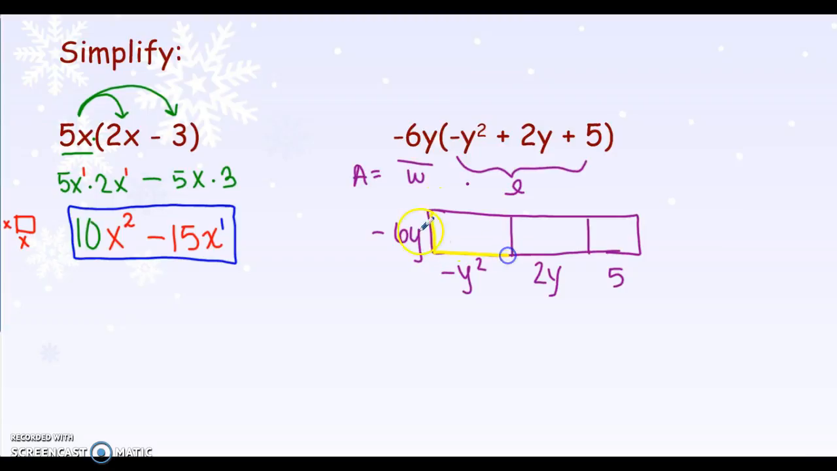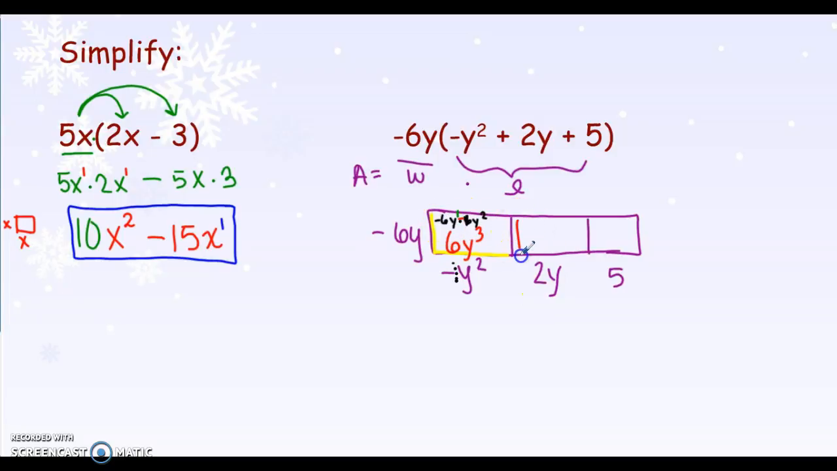Length times width, so a negative 6y times a negative y squared. Well, if I have 2 negatives being multiplied together, that's a positive. This one has an imaginary 1 in front of it, and this exponent on the y has an imaginary 1. So we've got a negative 1 times a negative 6, which is a positive 6. Add our exponents, so 6y cubed.